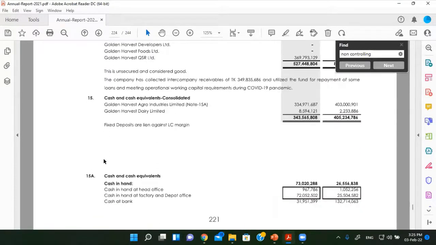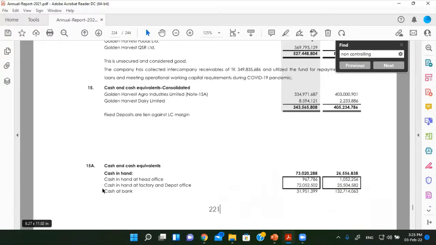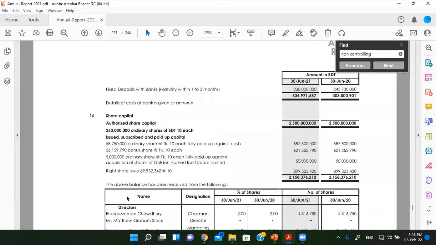Okay, next thing we see that they have broken down cash into three groups: cash in hand at head office, cash in hand at factory and depot office, cash at bank. So you see that which amount is the biggest amount out of their cash? The cash in hand at head office or factory and depot office or at bank?